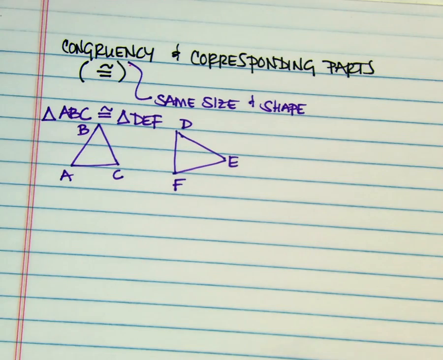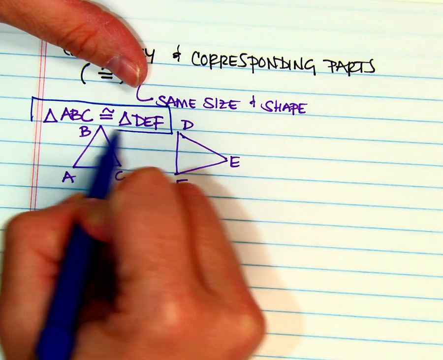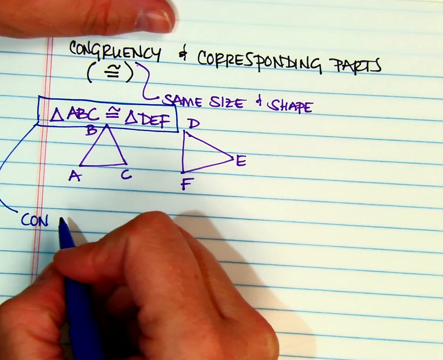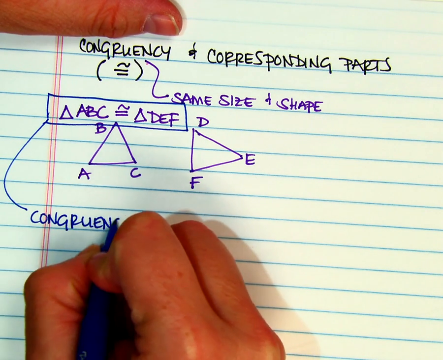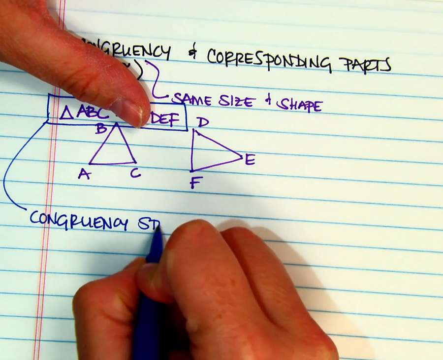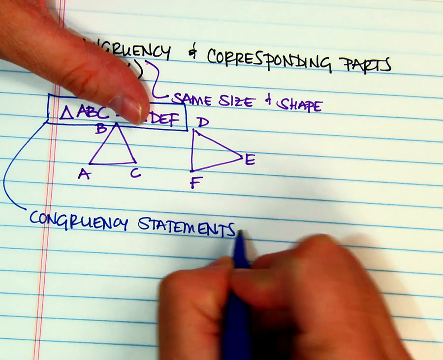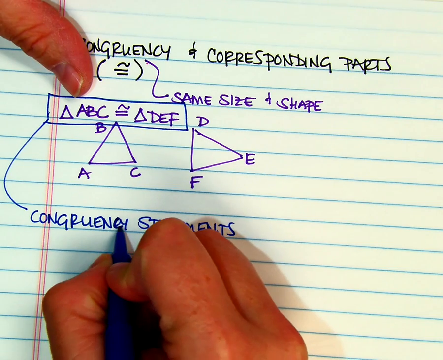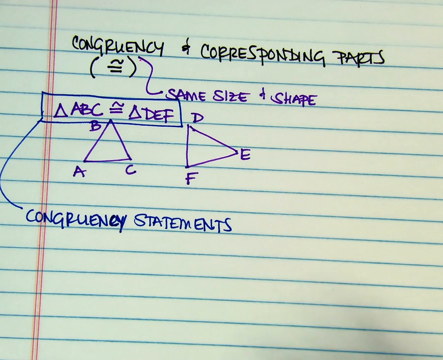Sometimes you'll have a diagram, sometimes you won't. This right here is called a congruency statement. And that right there is enough to be able to identify all the corresponding congruent parts.